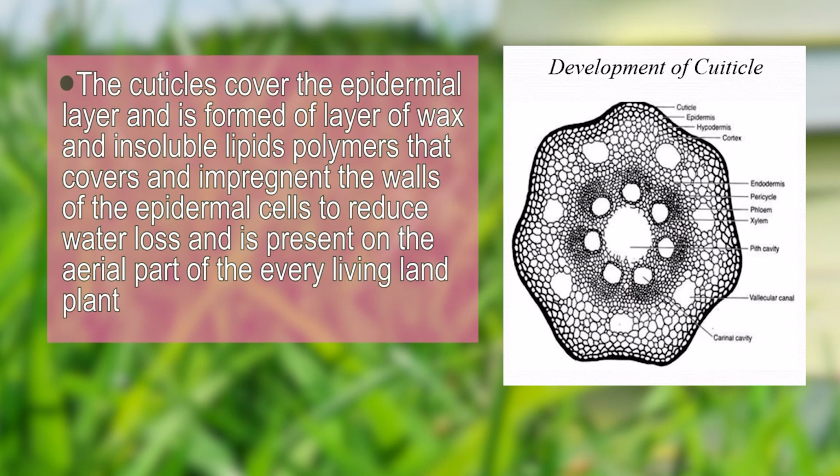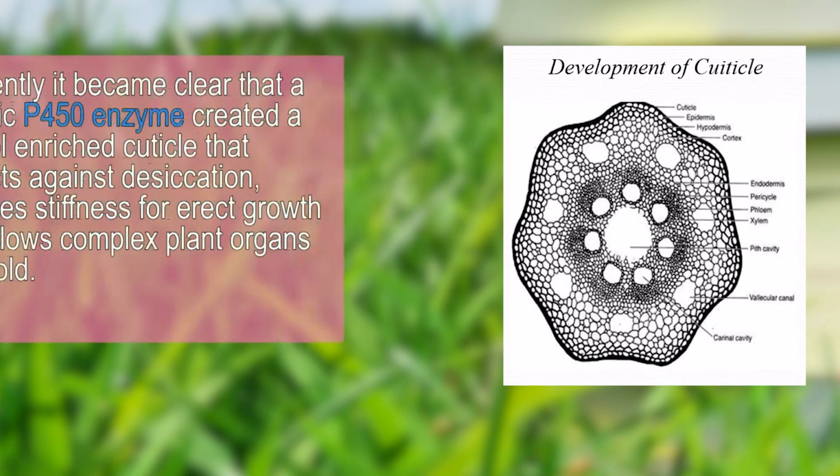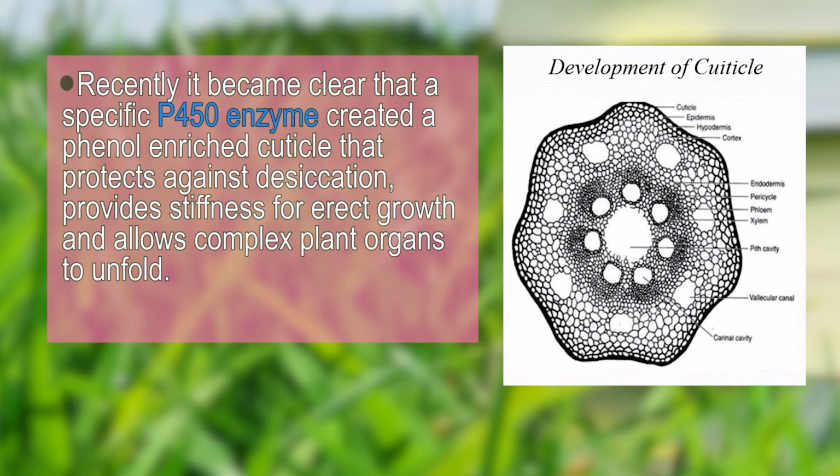In the upper layer of the epidermis, or we can say in the upper layer of any exposed portion, a thick waxy layer of cuticle was formed that covered and impregnated the wall to reduce water loss. Recently, it became clear that a specific P450 enzyme created a phenol-enriched cuticle that protects against desiccation. It provided stiffness for erect growth and allowed complex plant organs to unfold.